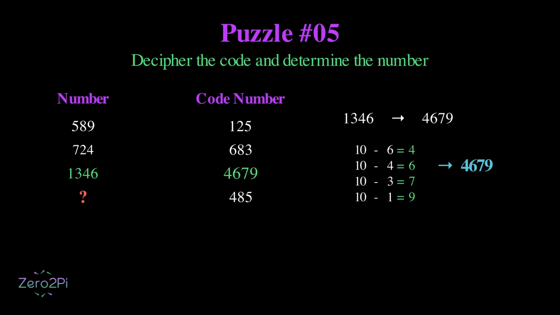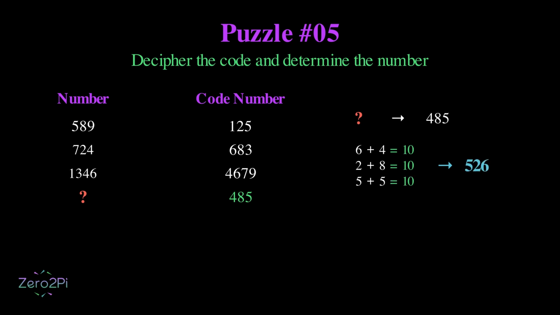Now I can solve for the missing number. We know the code is 485, so I need to work backwards. Take the first digit of the code and add it with the number to make it 10, which is 6. So the last digit of the original number is 6. Similarly, take the number 8, add it with 2 to make 10. Take the number 5, add it with 5 to make 10. This gives us 526 starting from last digit. So our missing number is 526.